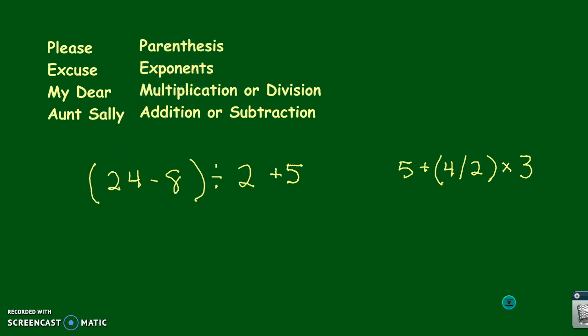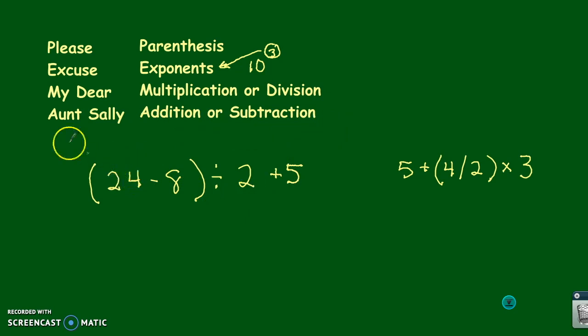If you don't remember what an exponent is, if we would have something like 10 to the third power, this number up here is called an exponent. As you can see, we don't have any of those in the problems for today. Then we go multiplication or division, and this is always from left to right. Then we do addition or subtraction, also from left to right.